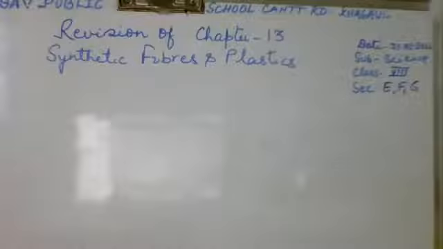First of all, how can we define synthetic fibers? Fibers which are made by man-made chemical process, or which use synthetic raw material, are known as synthetic fibers. Fibers like nylon and rayon are made by using a chemical process.